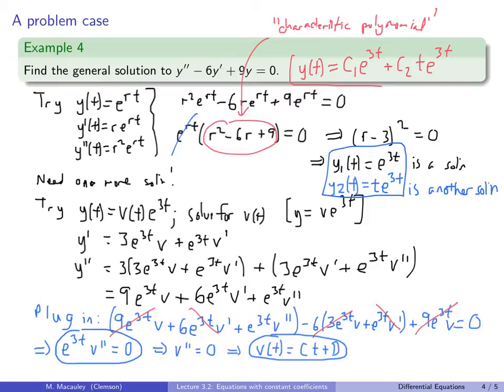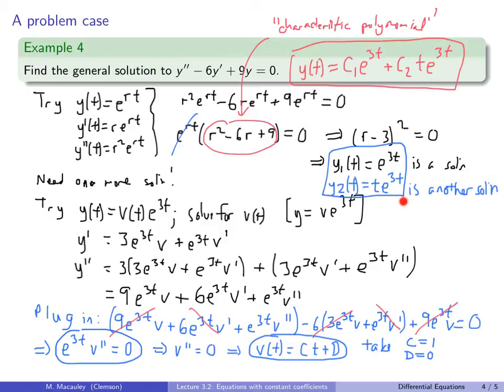And I want to emphasize that this is not the only thing we could have done. This particular function corresponded to taking c to be 1 and d to be 0, but we could have picked pretty much anything else. We could have made this 1/2 and 1/2, or anything else we wanted to, and that would give us the solution. So we picked the easy one, and that gave us our second solution.